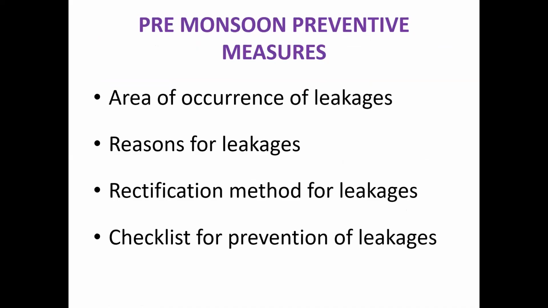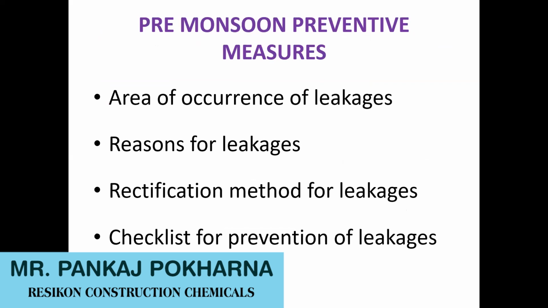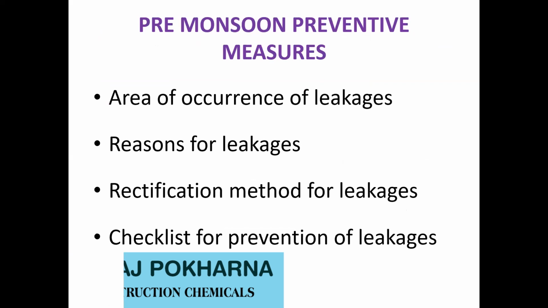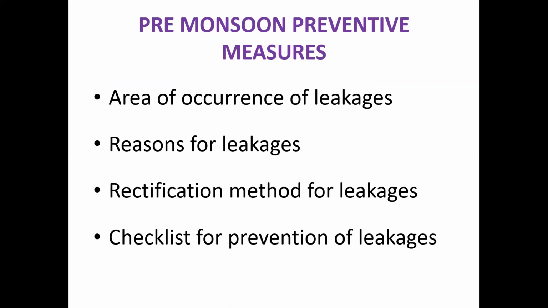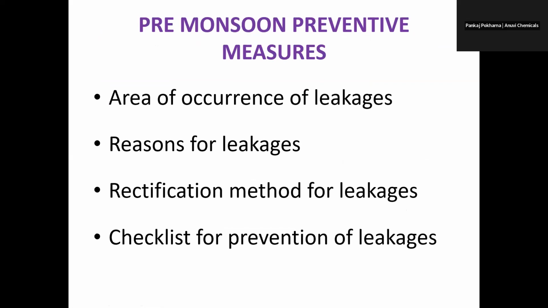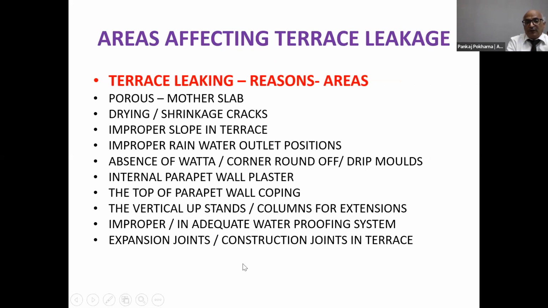So when we are talking about pre-monsoon preventive measures, we will be covering three things: the major areas of occurrence of leakage, the reasons for the same, and the rectification methods, how to rectify them, and a checklist for the prevention of the leakage.